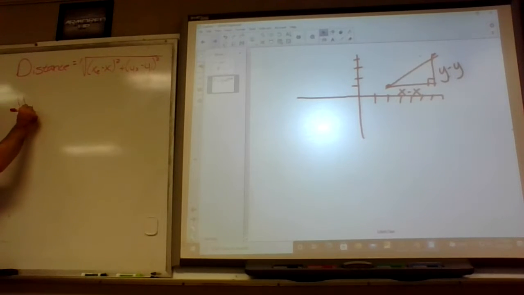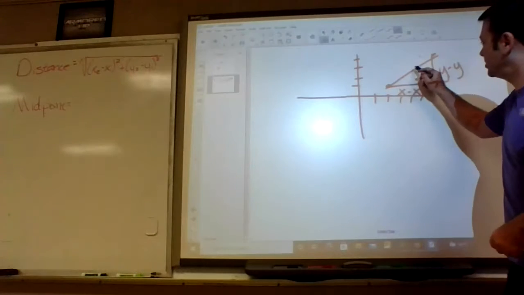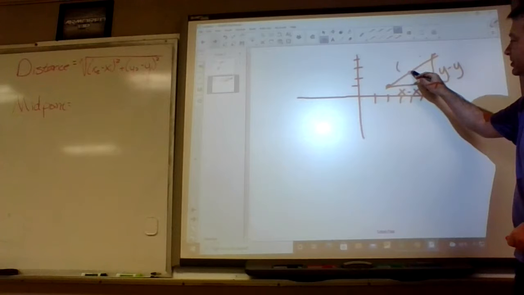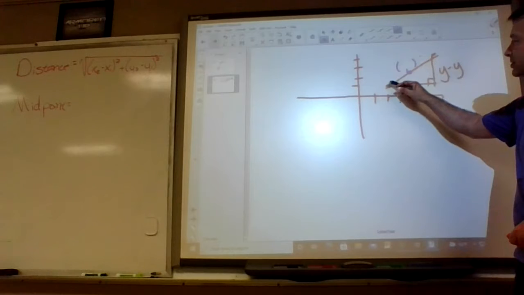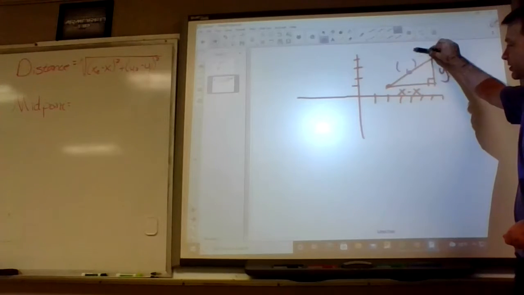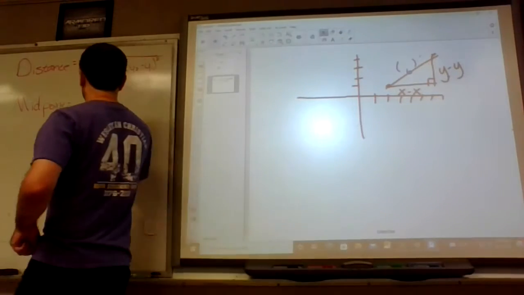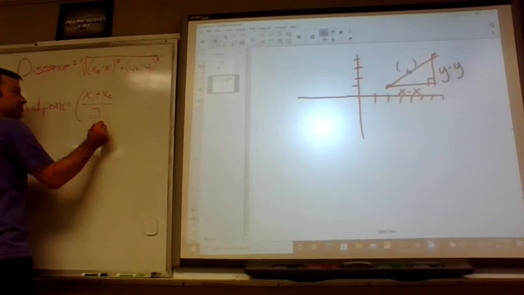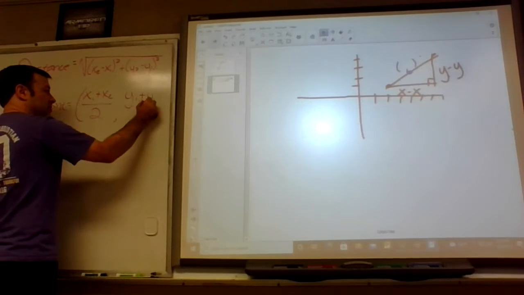Alright, anyways, that's the formula. And also we're going to be finding the midpoint. So the midpoint on a coordinate plane is just going to be the point right there. Basically the x-coordinate for this point is going to be the average of these x-coordinates, and the y-coordinate is going to be the average of these y-coordinates. You guys remember how to average two numbers? Divide by 2.